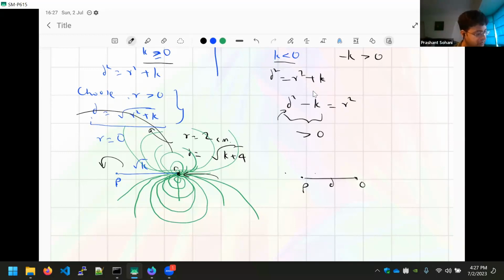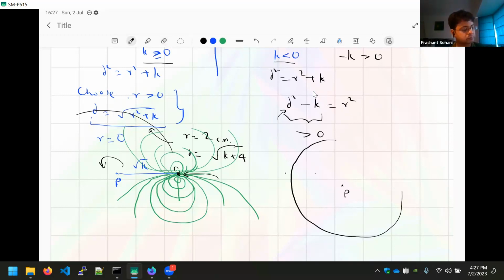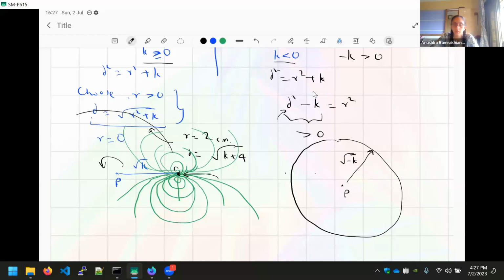In fact, even before that, the smallest value of d I could have chosen is 0. If I choose the value of d as 0, then I'm choosing P to be the center of that circle. So what is the radius of that circle going to be? The radius has to be root of minus k. Is that real? Yes, that is real, because k is negative, so minus k is positive.